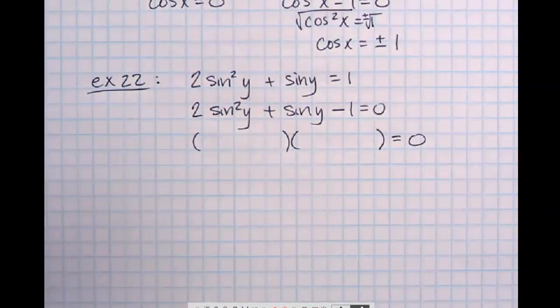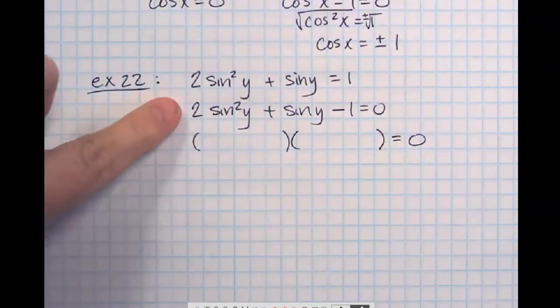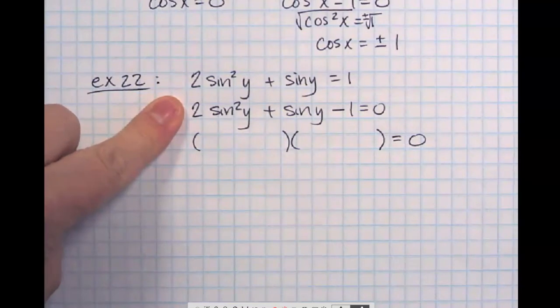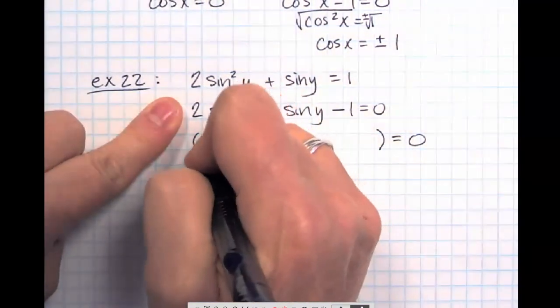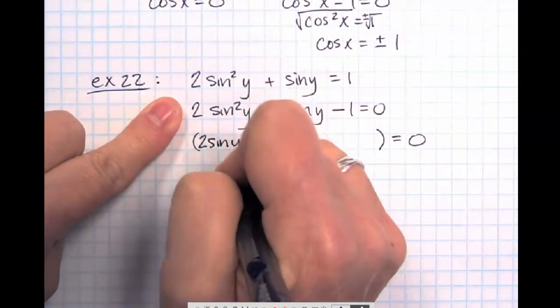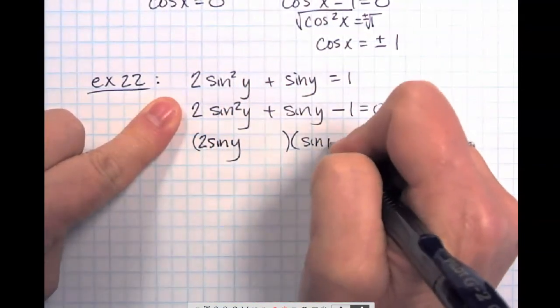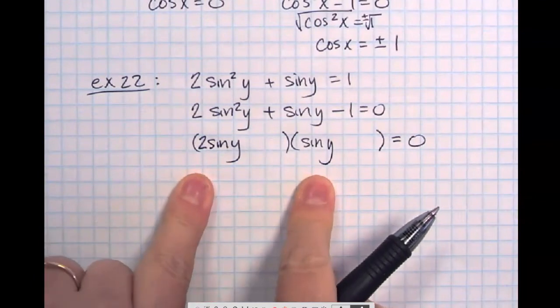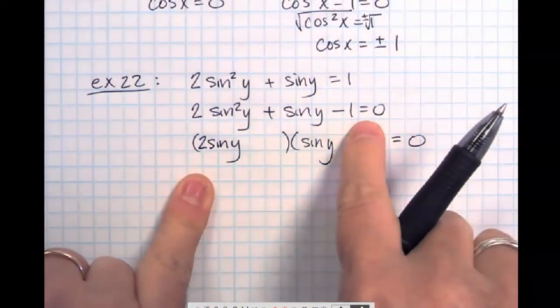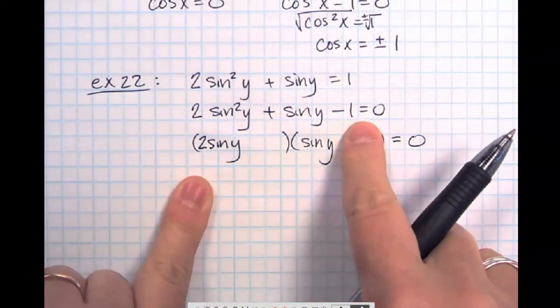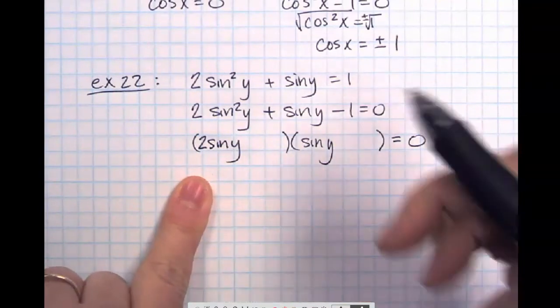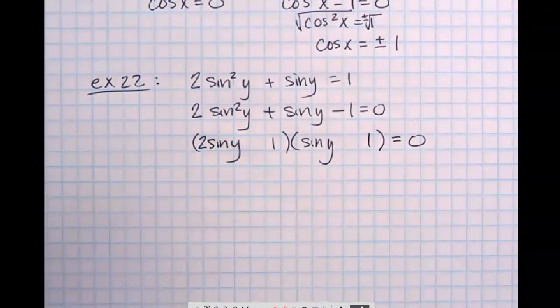And usually these are not terribly tricky to factor. Usually they're pretty basic numbers. How do I get 2 sine squared? Okay, one of them is a 2, right? So I have a 2 sine and a 1 sine. If I multiply those together, I get 2 sine squared. Go to the back number. How do you get 1? 1 times 1. Only option.